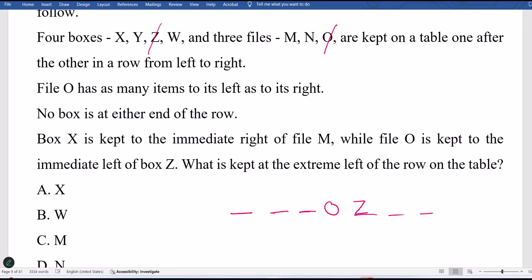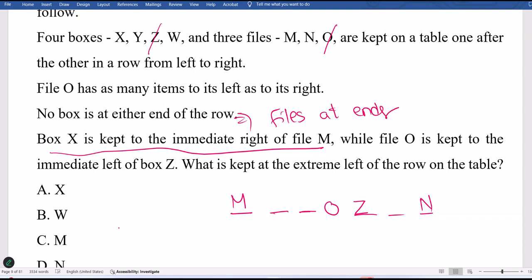And we have a clear idea. They mentioned boxes are not at the end, so definitely the ends should be files. Now box X is immediately right of M, means definitely M should be here, N should be here. Files only at the ends. M and N should be at the ends. There is somebody to the right of M. Box X is immediately right of M, so X will be here, N will be here. Okay, now file O, this is also completed.